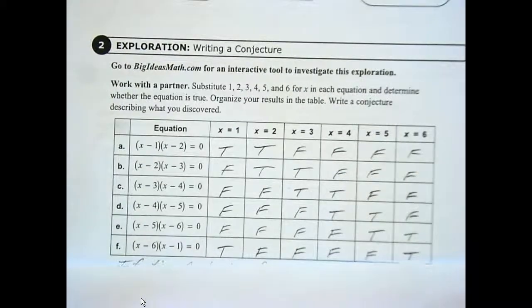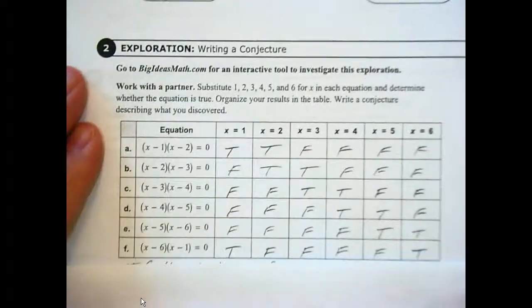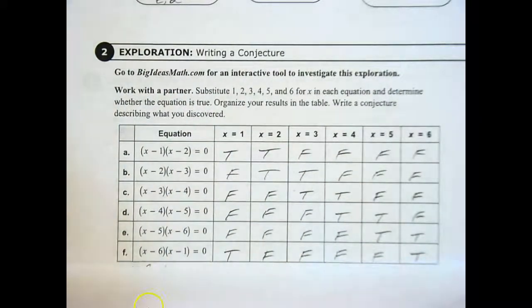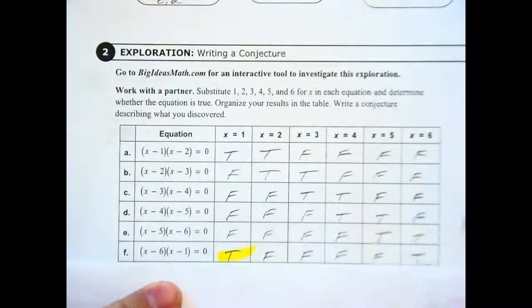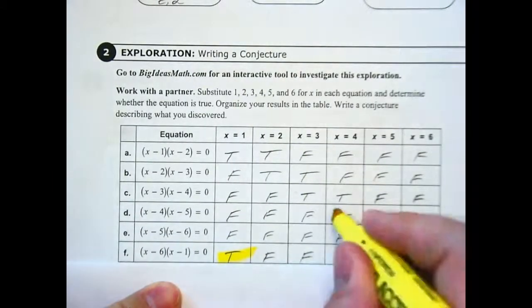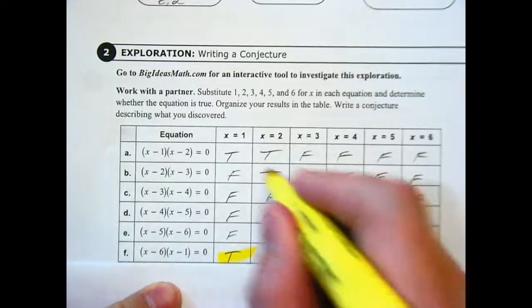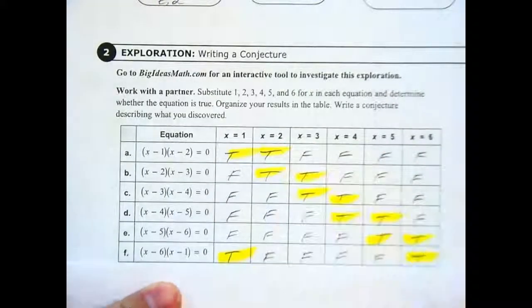Okay, so checking your work there. So we have a bunch of trues. What do you notice about where the trues end up? Tell your neighbor what you can kind of come up with where you get those trues. Like 1 minus 1.